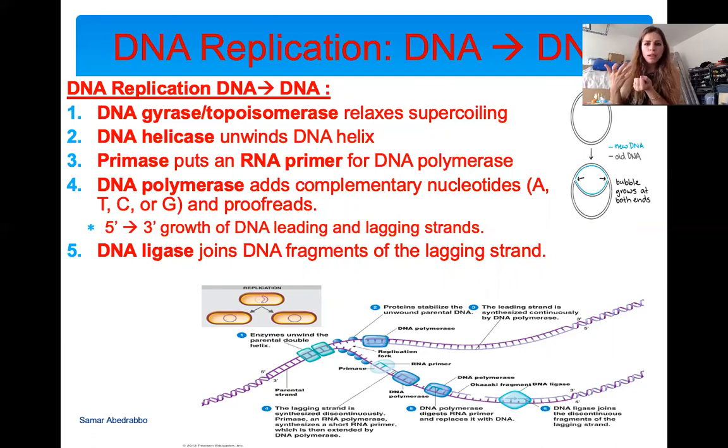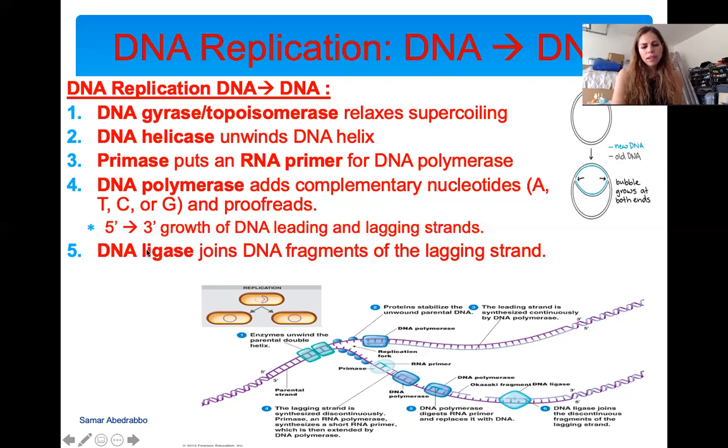Now primase will come and put a piece of primer so that DNA polymerase can come and sit on it on the lagging strand. DNA polymerase is the most important enzyme of all of these. It's the enzyme that's going to add complementary nucleotides and proofread when something goes wrong. When it sees adenine, it adds thymine. When it sees guanine, it adds cytosine. When it sees cytosine, it adds guanine. So C always binds to G, G binds to C, A binds to T, T binds to A.